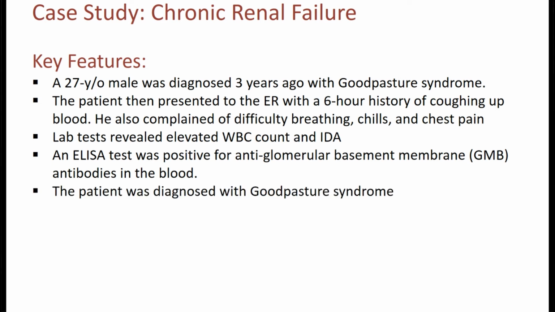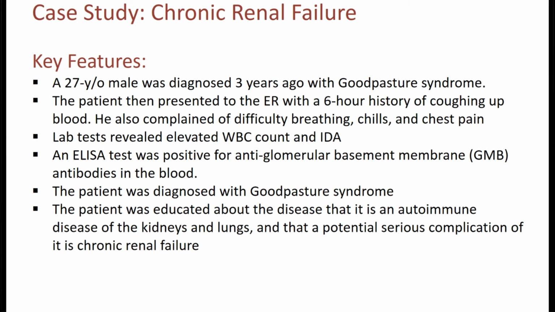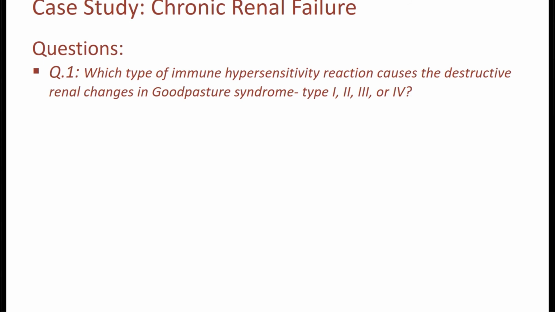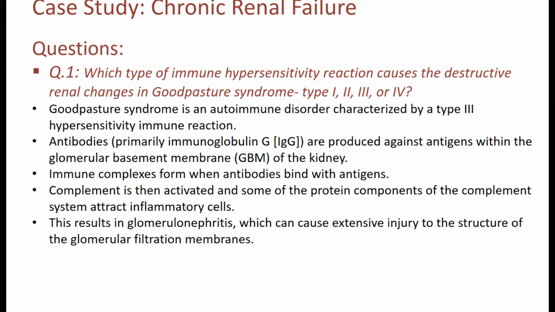What's Goodpasture syndrome? Well, the patient was told that it is an autoimmune disease of the kidneys and lungs, and that a potential serious complication of it is chronic renal failure. It's an autoimmune disease. So which type of immune hypersensitivity reaction causes these destructive renal changes in Goodpasture syndrome? Is it type 1, type 2, type 3, or type 4? Actually, it is a type 3 hypersensitivity immune reaction, what we call immune complex hypersensitivity.